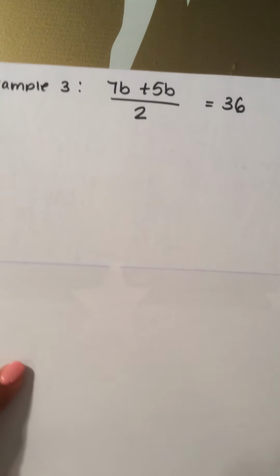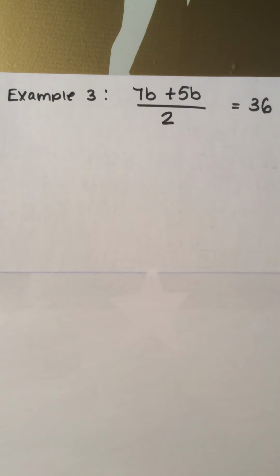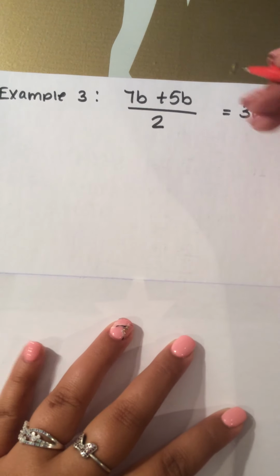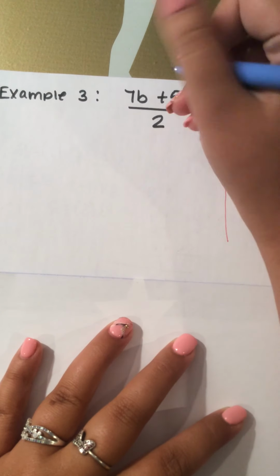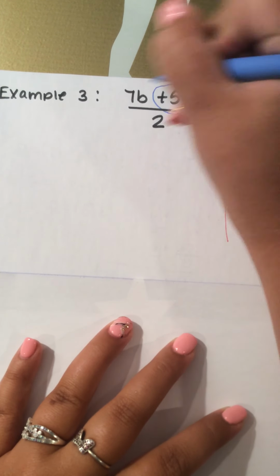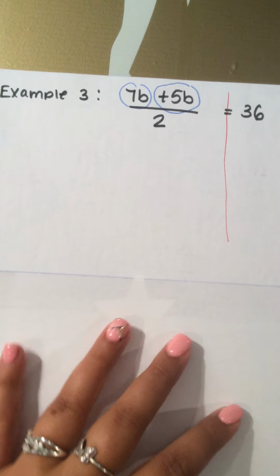All right, we have 2 more examples. Example 3. Now we do have division, don't be scared. It can be scary, but we're going to break it down piece by piece. So example 3 is we have 7b plus 5b all divided by 2 equals 36. Before I start, draw a line down the equal sign and circle the variable, and I'm going to take the signs with them, and in this case we have 2 variables up top.